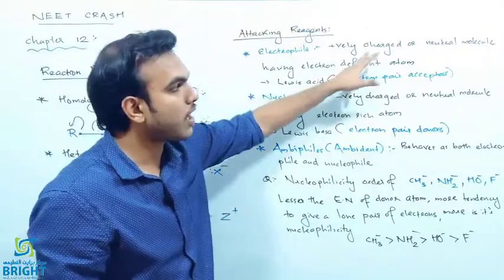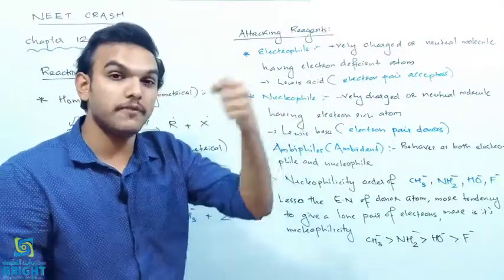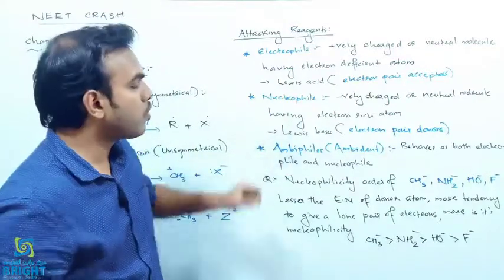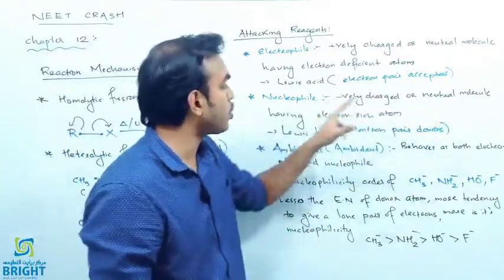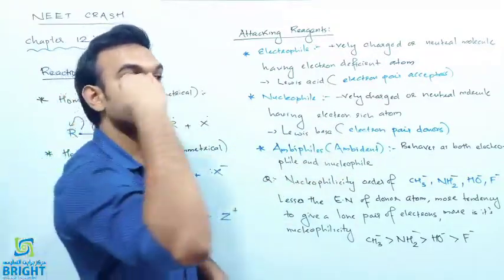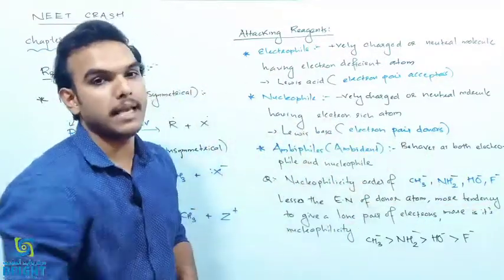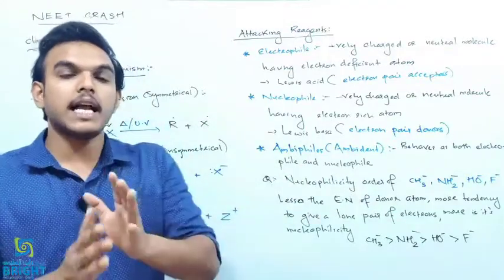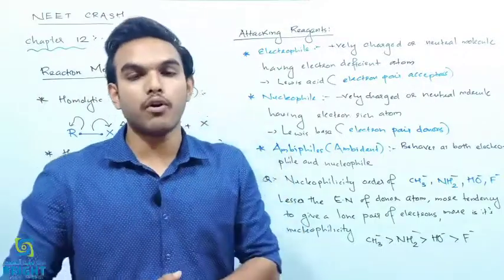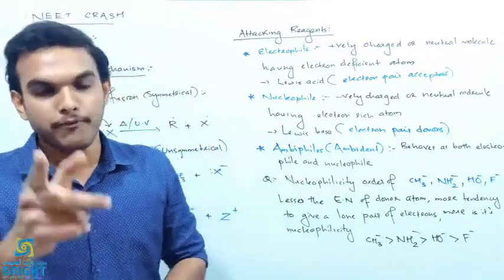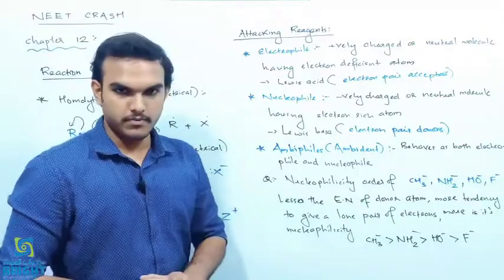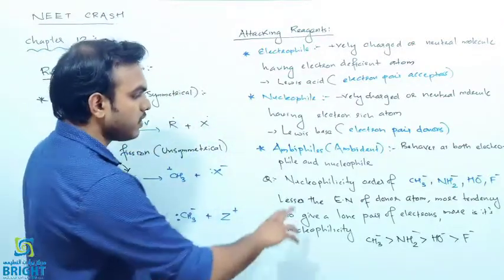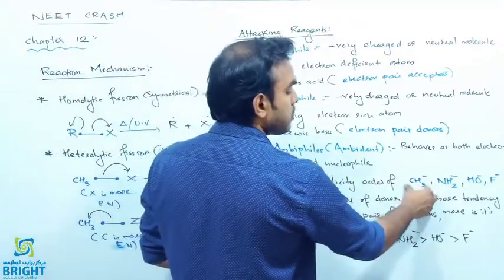Electrophiles are positively charged or neutral molecules that are electron deficient, so they have a tendency to accept electrons, therefore they are Lewis acids. Nucleophiles are negatively charged or neutral molecules that are electron rich, therefore they have a tendency to donate electrons, that is a Lewis base. And what is meant by amphiphiles? Amphiphiles can act as both electrophile and nucleophile. So they are amphoteric in nature, and are known as amphiphiles. Is that clear?